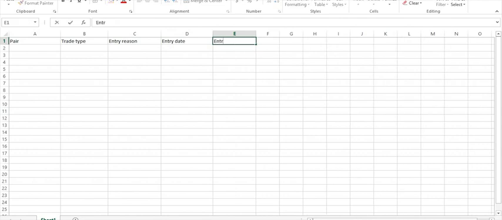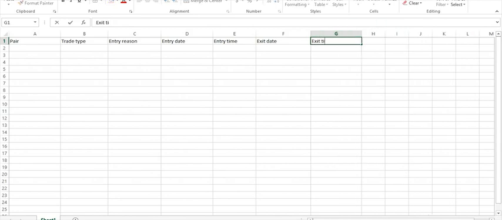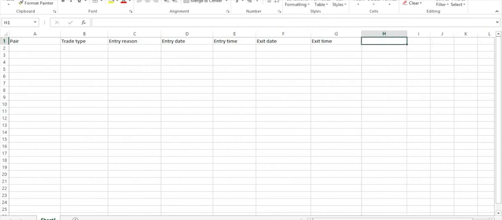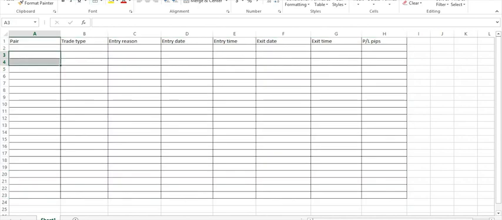And entry time. And exit date. Exit time. And finally, we add here our profit or loss in pip count, pips. Alright, let me make this somewhat beautiful. Alright, this is enough.